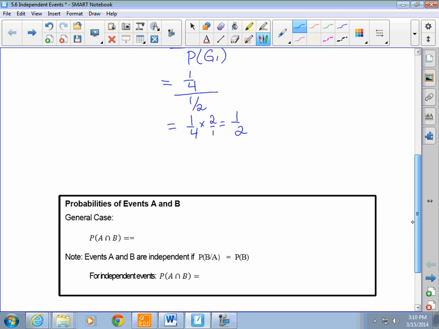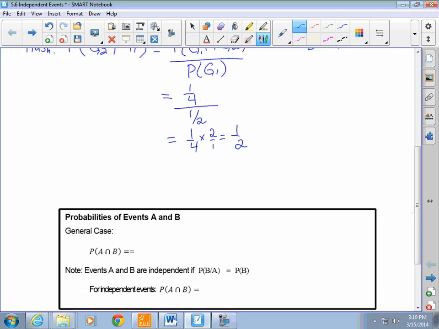So underneath here, just a little summary: probabilities of events A and B. In the general case, the probability of A intersect B is the probability of A times the probability of B given A has occurred. Note that events A and B are independent if, when you find the probability of B given A, it's exactly the same as the probability of B.